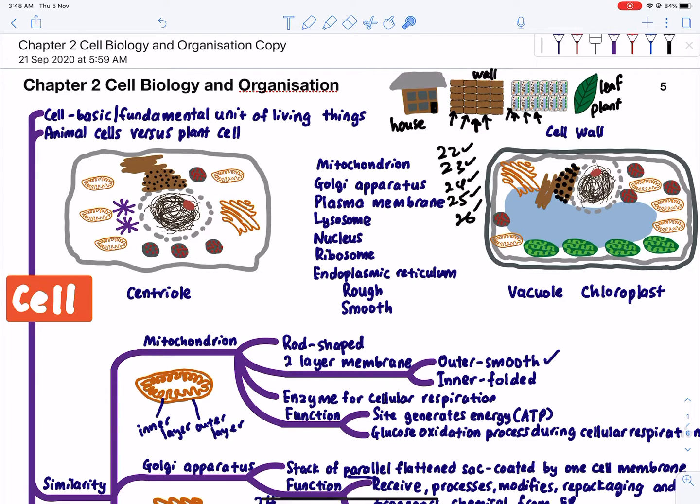They're different because of the function itself and also the location of that particular cell. But the one that you learn in this chapter is the general structure of the cell. It's according to the type of the cell and also the location of that cell that make up what type of organ.